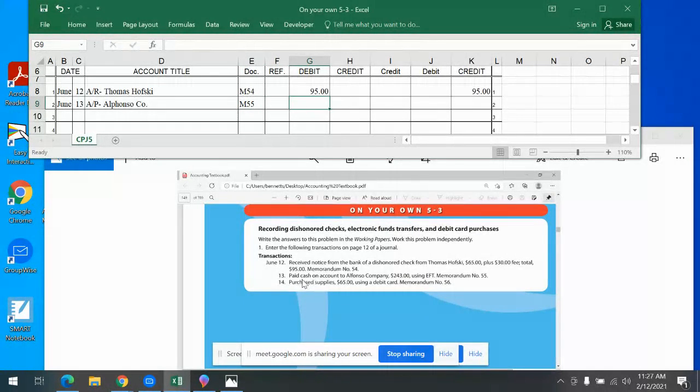Now I know that I'm paying cash, so my cash is going to go down. What's going to happen to accounts payable? Am I going to debit or credit? Debited for how much? 243 is correct. I'm going to get rid of these here.